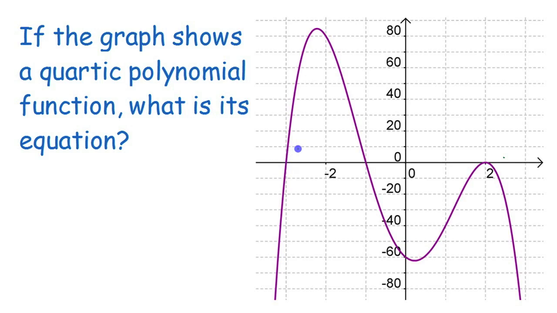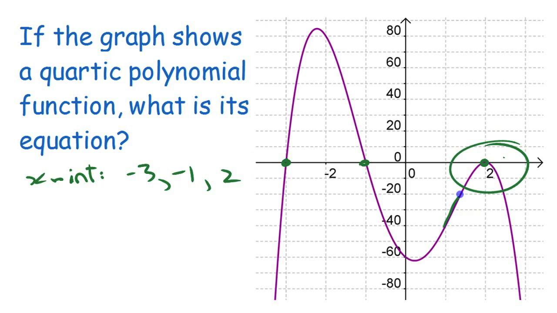From that graph you can tell it's got x-intercepts in those 3 places. So it's got x-intercepts at -3, -1, and 2. And this one, the important thing to know is that is where the graph just comes up and touches. That's a double root. So let's write that down here. This one is a double zero or double root.